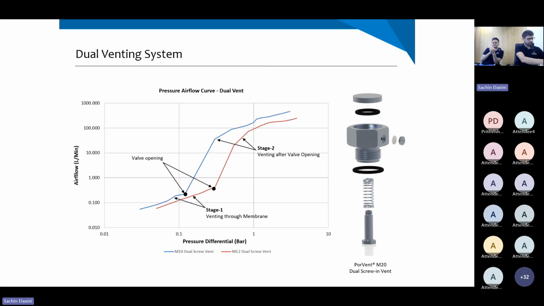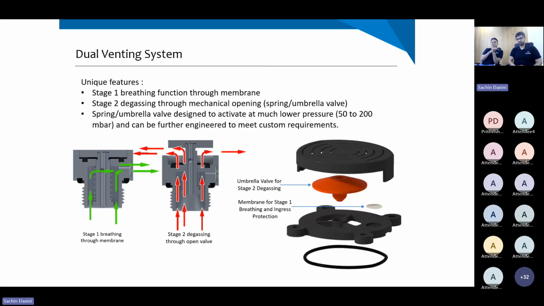On the right hand side, we can see the configuration of the M20 dual vent part. We can see clearly the membrane on the right hand side in exploded view, and there is a compression spring assembled inside the barrel of the screw vent. So this gives the idea of the dual vent system and its behavior. Now we'll see the typical or important features of these particular venting systems.